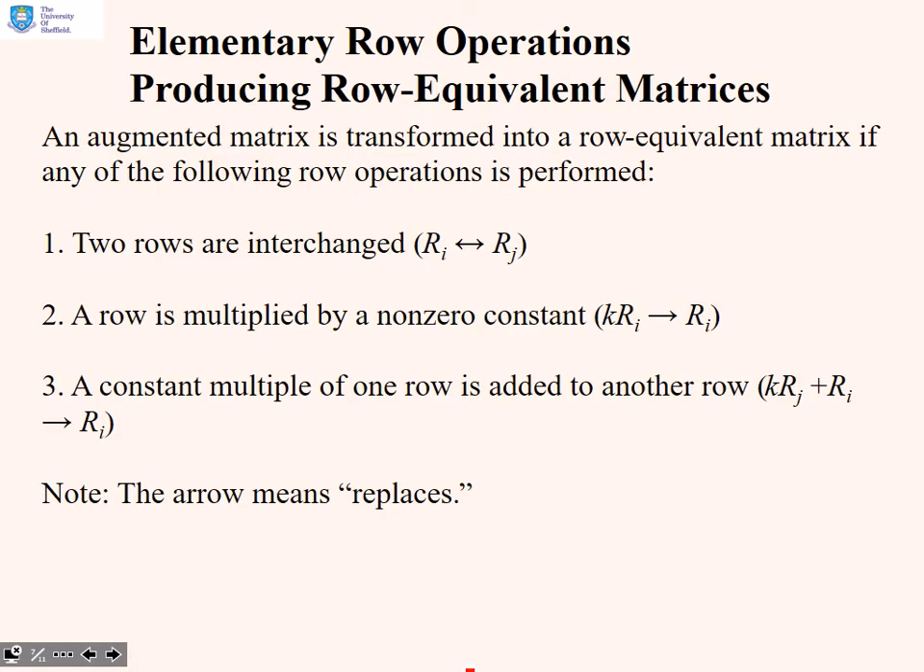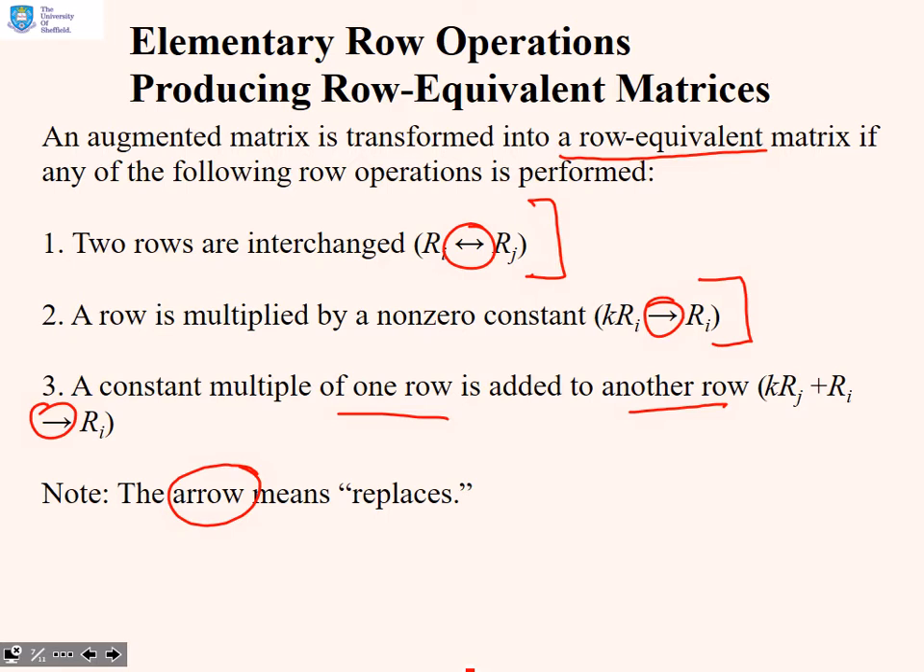Now, some basics, just to remind yourself. An augmented matrix is transformed into a row equivalent matrix if any of the following row operations are performed. So we can swap rows. We can multiply a row by a non-zero constant, or we can add a multiple of one row to another row. And the key point here is where we use this arrow, in essence we're saying replace. So we're saying replace a particular row with a multiple of that row, or a multiple of one row plus a multiple of another row, and so on.